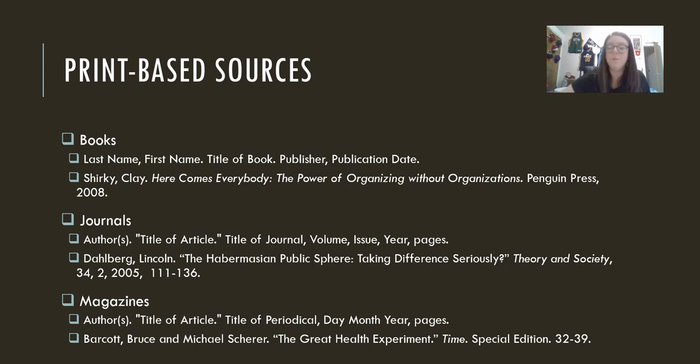Now this one is interesting because while Time, much like scholarly journals, often has a volume or an issue number associated with it, this was actually a special edition publication, and so I wouldn't include numbers because there are no numbers associated with it, but I still do want to indicate that, hey, this is a special edition, and so if you're looking for it, it's not going to have a volume number, it's not going to have an issue number, it's going to be a special edition. And then of course we have included the page numbers as well.